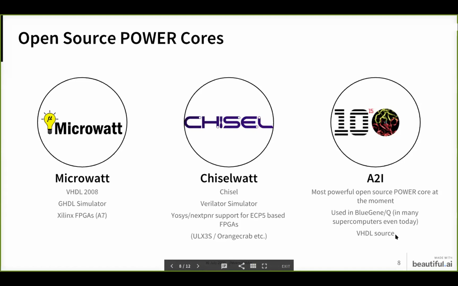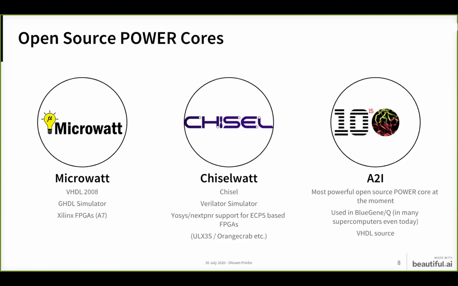Even that is available on GitHub. One of the prominent features is that Microwatt and Chiselwatt are soft cores, but A2I is actually implemented on silicon. It has been tested in supercomputer level multi-core systems, so it obviously works, and it supports frequencies of the order of 3 gigahertz. So obviously it's a multifunctional core.